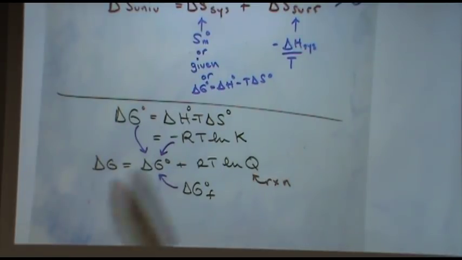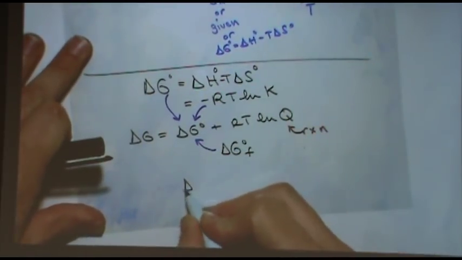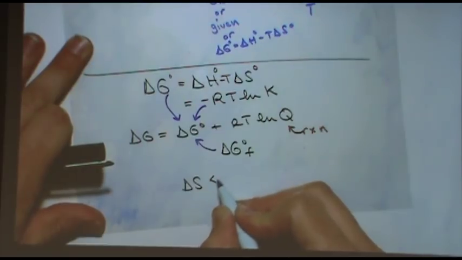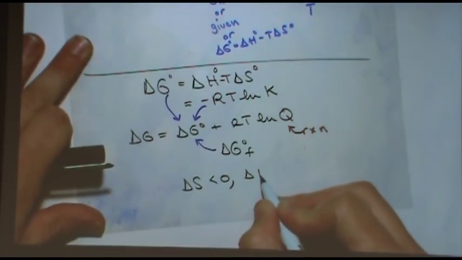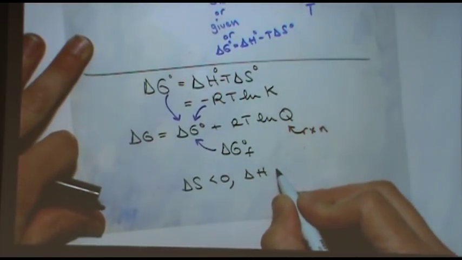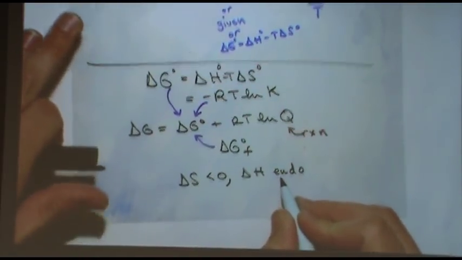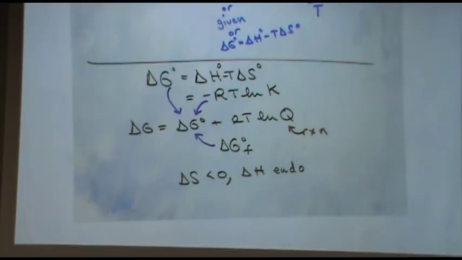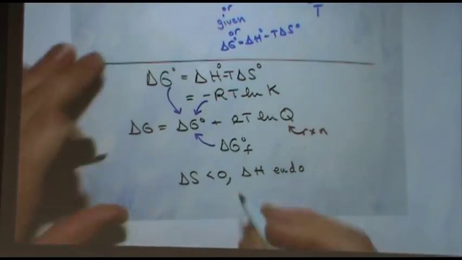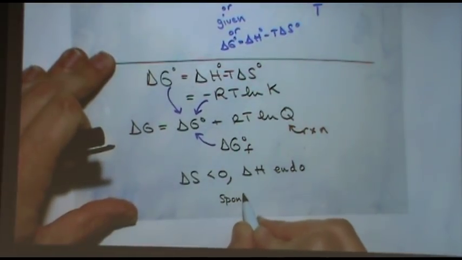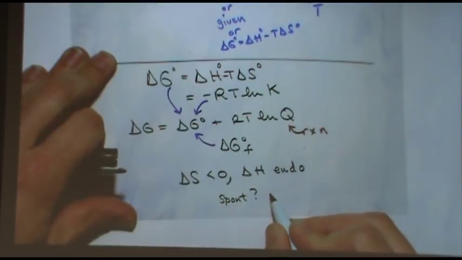Another common problem you'll see in the multiple choice, again, look through the multiple choice so you see what the common problems are. But we would say something like, oh, delta S is negative, delta H is endothermic, is it spontaneous?